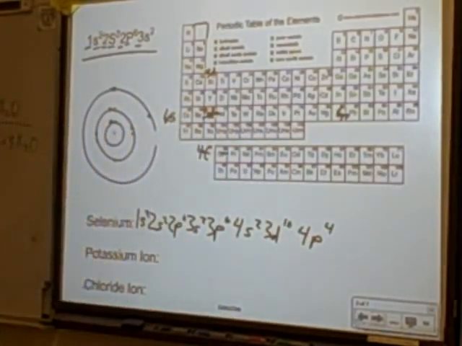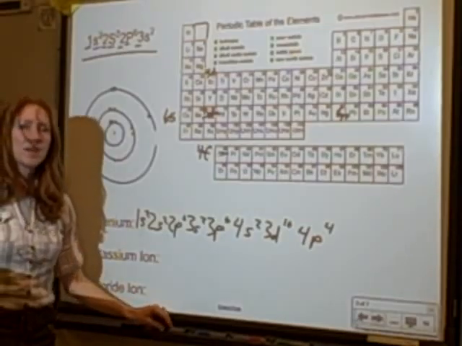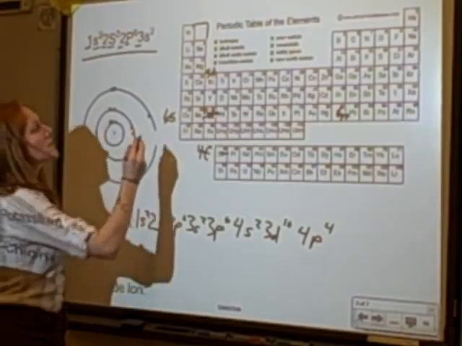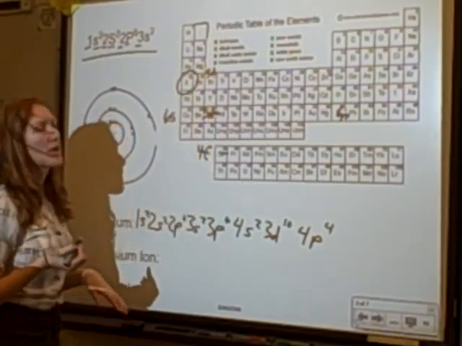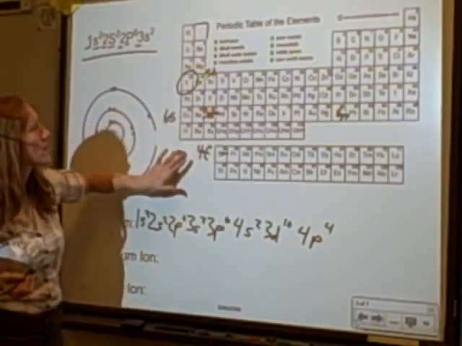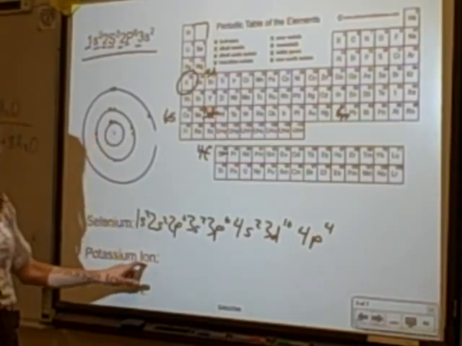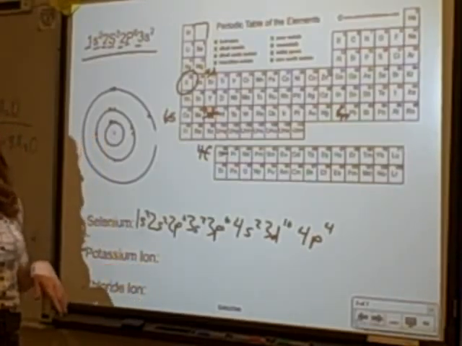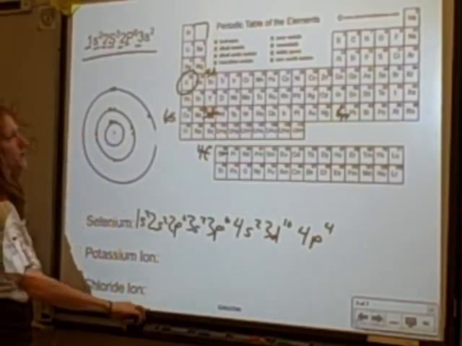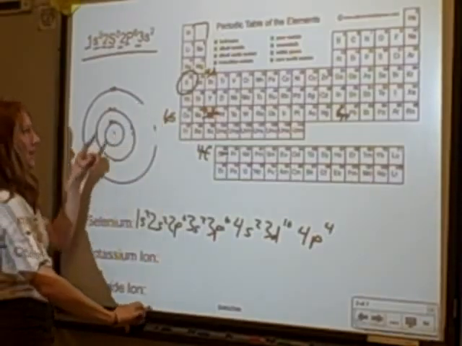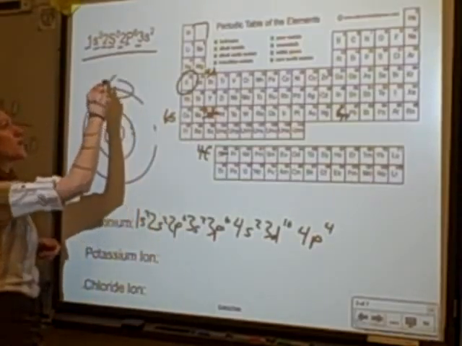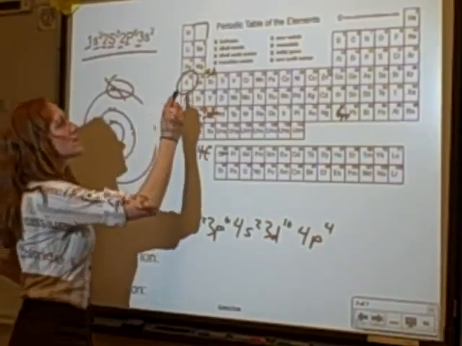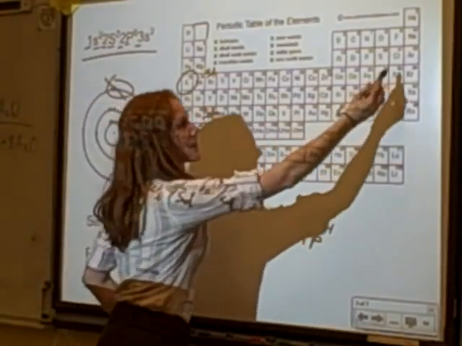So for the potassium ion, first I want to know how many electrons it's going to have. Here's potassium. Potassium has 1 valence electron. It's an alkali, so when it becomes an ion, it's going to lose that outermost electron. It just had this 1 electron. It's going to lose the outermost electron to get a full shell. So instead of 19, it's going to have 18 electrons.